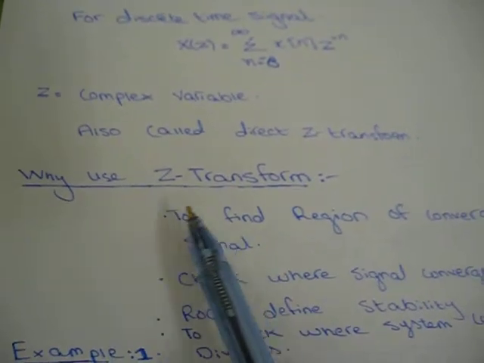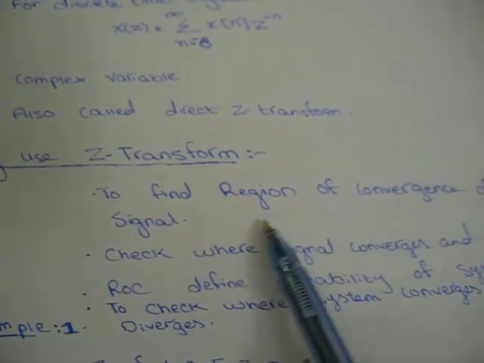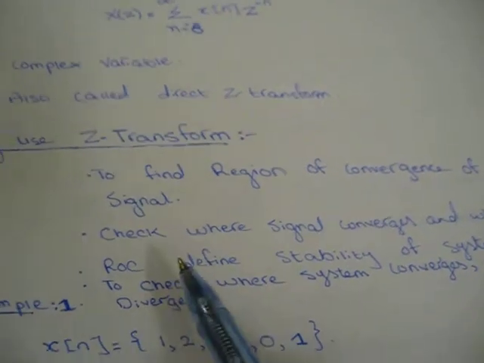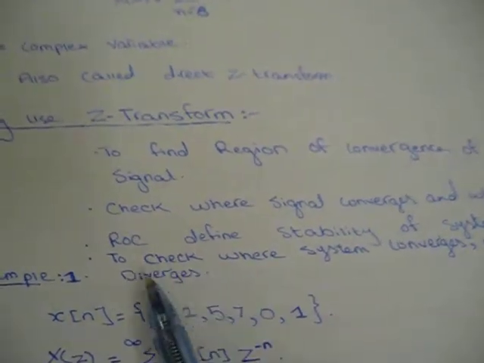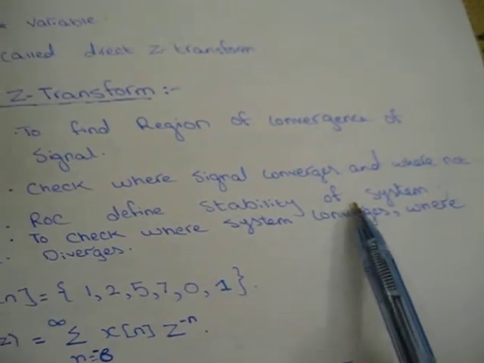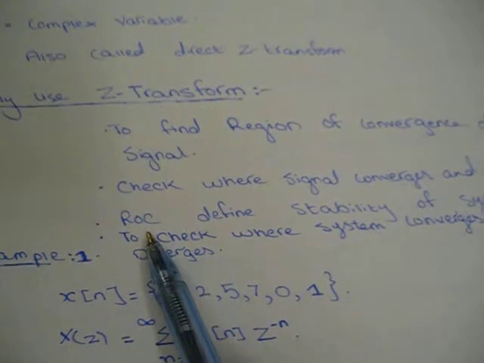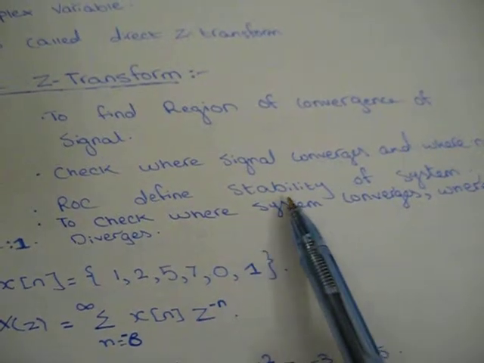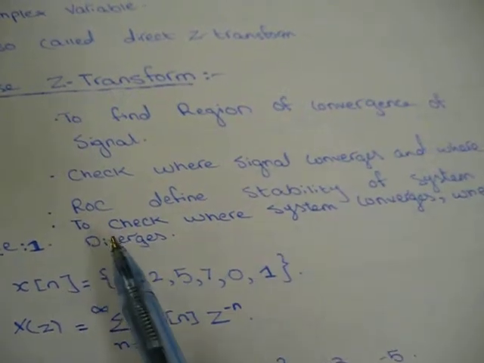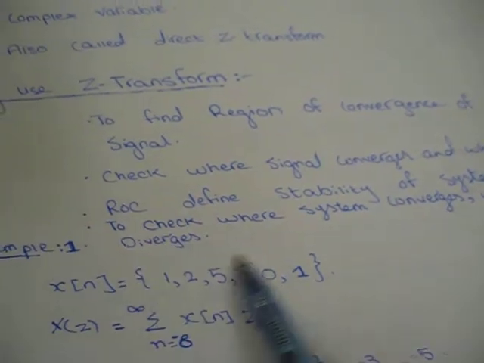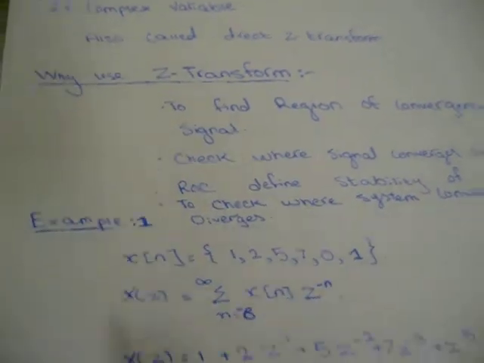Now why use Z transform? To find the region of convergence of a signal, and another use is to check where the signal converges and where it does not converge. Region of convergence also defines the stability of a system. To check where a system converges and where it diverges is one of the uses of Z transform.